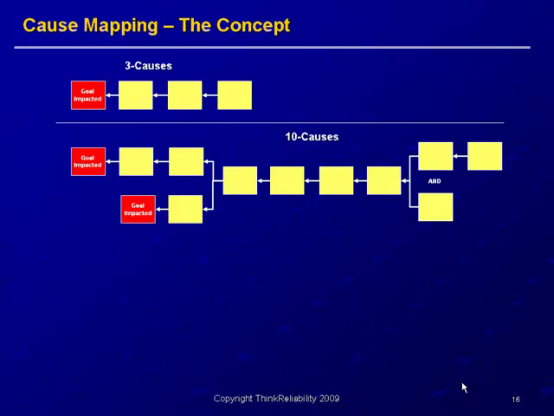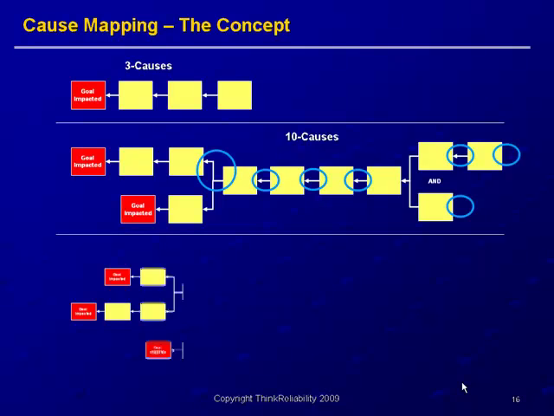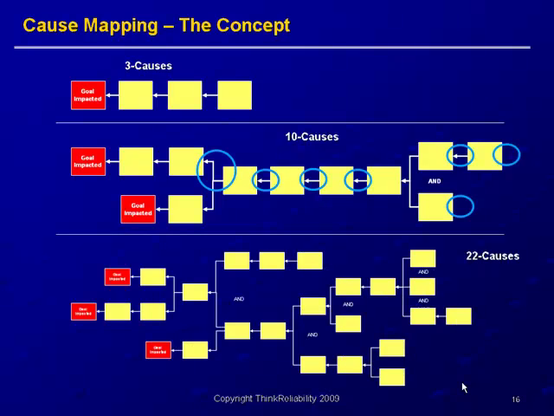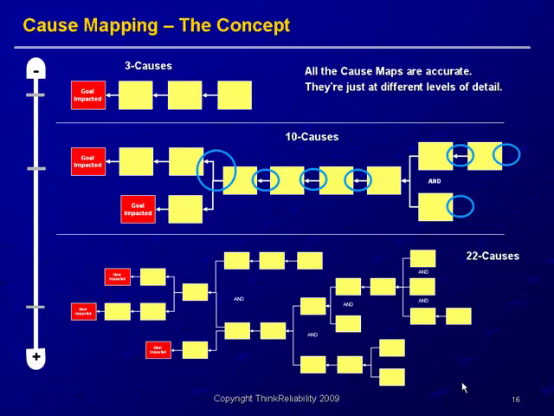As you add more detail, here are 10 causes that are laid out. In between any of these cause and effect relationships, and even to the right, you can add more detail. So here's a more detailed map. Think of it like a map with a scroll bar on the left hand side that you can zoom in or zoom out. So you can zoom in and add more and more detail. All of these maps are accurate, they're just at different levels of detail.